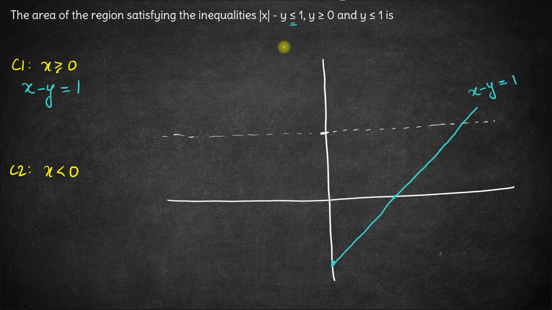But what we want is x minus y to be less than 1. So x minus y less than 1 is going to be basically the region above this line or to the left of this line. So this x minus y less than 1 is effectively this whole area.